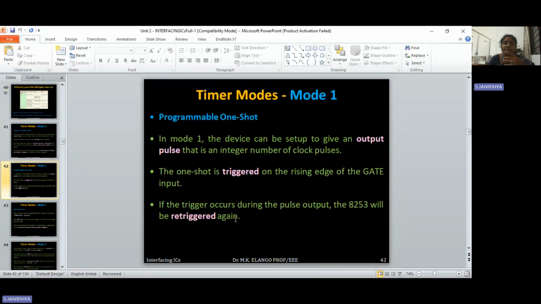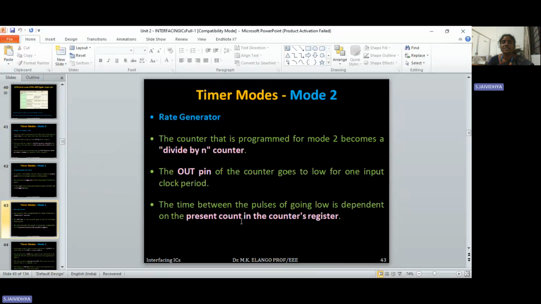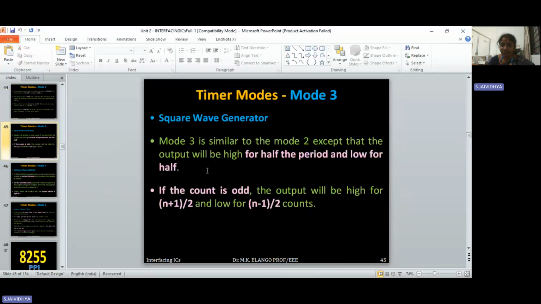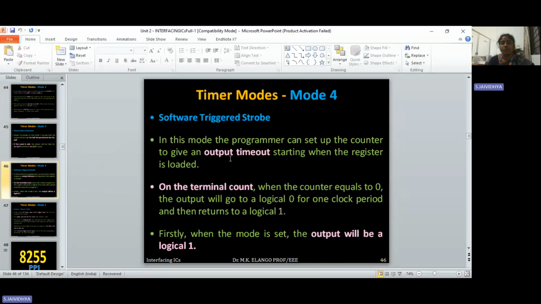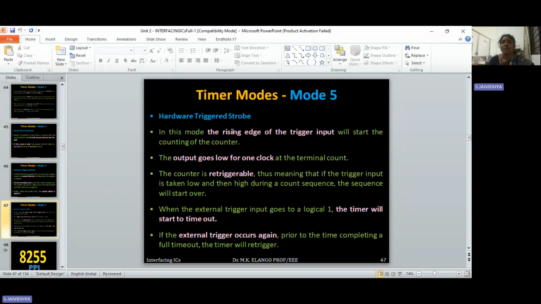Mode 1 is the programmable one-shot mode. In mode 1, the device can be set up to give an output pulse that is an integer number of clock pulses. The one-shot is triggered on the rising edge of the gate input. If the trigger occurs during the pulse output, the 8253 will be re-triggered. Mode 2 is the rate generator mode, and mode 3 is the square wave generator mode. Mode 4 is the software triggered strobe, and mode 5 is the hardware triggered strobe.